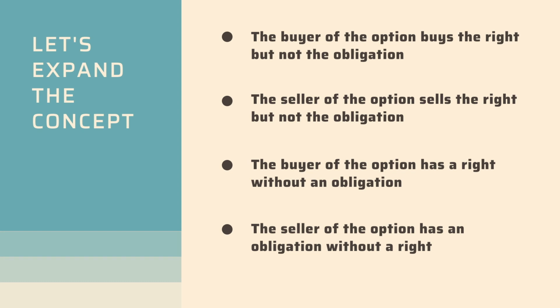Now let's expand the concept even more. The buyer of the option buys the right but not the obligation to buy or sell an underlying asset for a specific price on or before a specific time. Whereas the seller of the option sells the right but not the obligation to buy or sell an underlying asset for a specific price on or before a specific time. So the buyer of the option has a right without an obligation. The seller of the option has an obligation without a right.